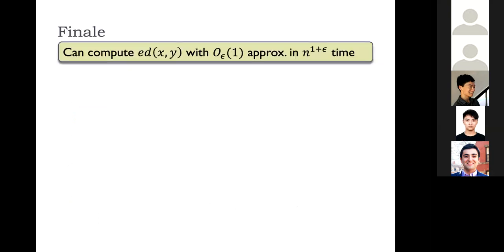Okay, so this is the final slide. We can compute the edit distance in constant approximation in near linear time. This is the main result. As I mentioned before, the approximation is doubly exponential in 1 over epsilon. It is definitely not clear, at least in our algorithm, how to improve substantially over that.